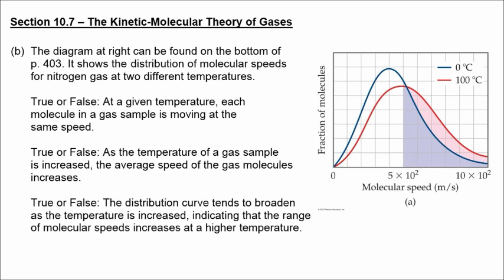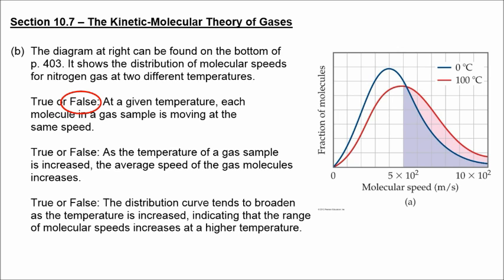Part B is asking us to decide if each statement is true or false. There is a blue curve at 0 degrees Celsius, which represents the average distribution of the various speeds of the molecules. And then we have a red curve at 100 degrees Celsius, which has shifted slightly to the right. So, true or false? At a given temperature, each molecule in a gas sample is moving at the same speed. That's false. There is a distribution of speeds. Some molecules are faster, some are slower. But the top of the peak there represents the average speed.